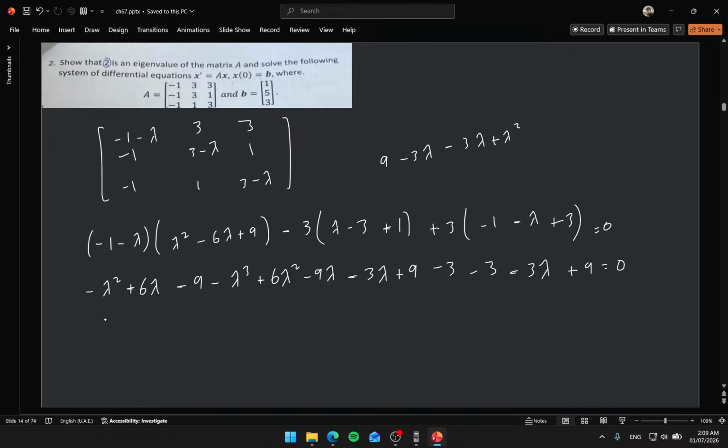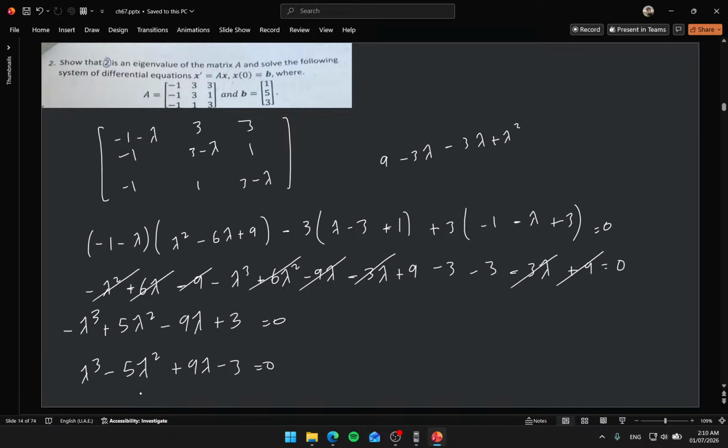So that's 6 minus 1 is 5 lambda squared. 6 minus 3 is 3, minus 9 lambda, minus 9 plus 9 is gone. 9 minus 6 is 3, so plus 3, and we have a negative lambda cubed here, so that's plus 0, because we said we want it to be positive, so multiply by negative both sides.